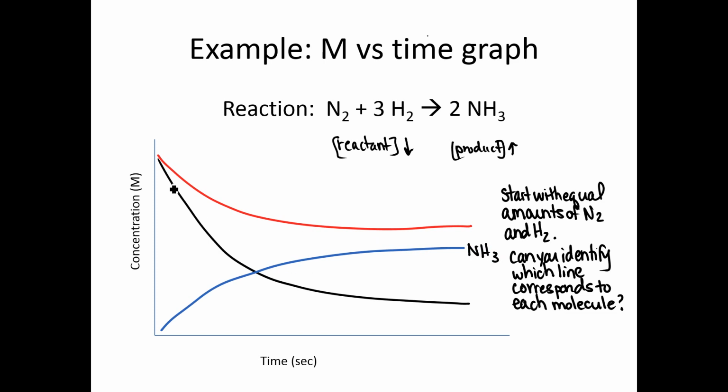The difference is one of the lines is much steeper, so the black line is getting used up much faster. Looking at my stoichiometric ratio, it looks like I use up 3 H2s for every 1 N2. So my H2 is being used 3 times faster than my N2. Or for every 1 mole of N2 that gets used up, I use 3 moles of H2. So therefore, my black line must correspond to the H2 molecules because they're getting used up faster. My red line must correspond to the N2 molecules.